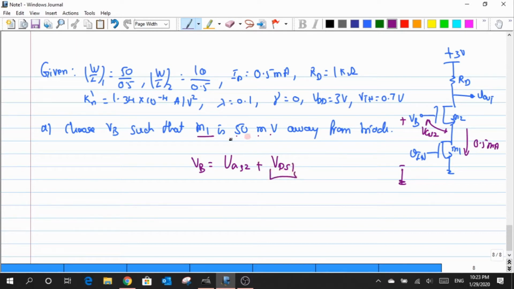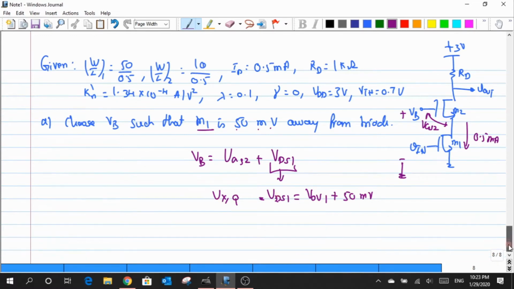What I really mean by this statement is that the value of VDS1 is nothing but the minimum value it has to have in order to stay in the saturation region, which is VOV1, plus an extra 50 millivolt added upon the value of VOV1. I hope that it is clear, and this is nothing but our Q point value. Having this as my Q point value, let us try to evaluate the value of VB.